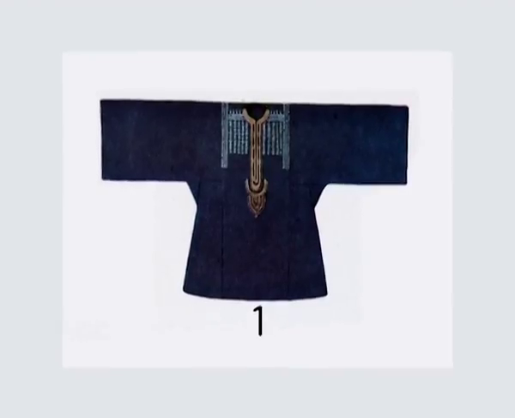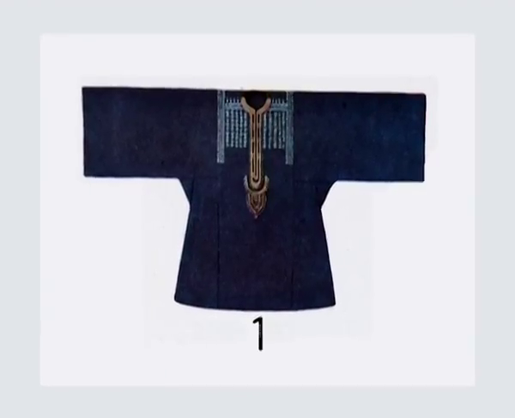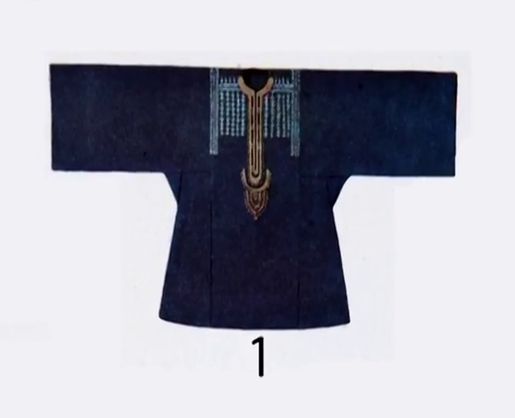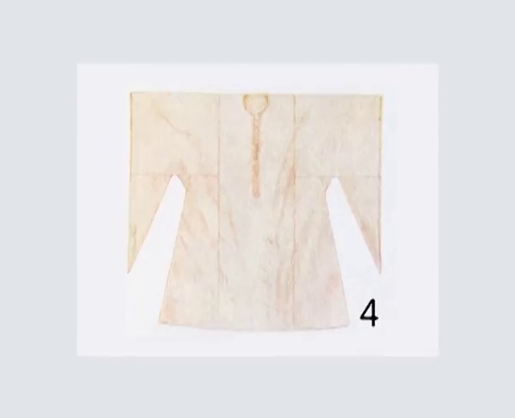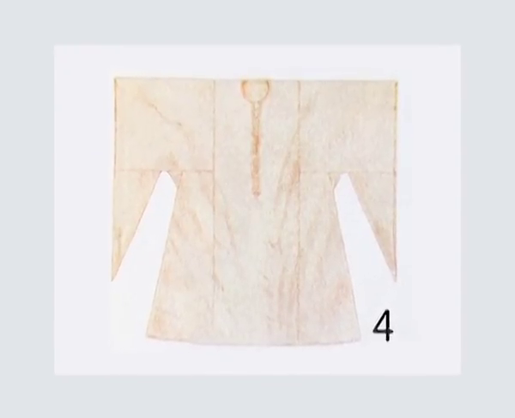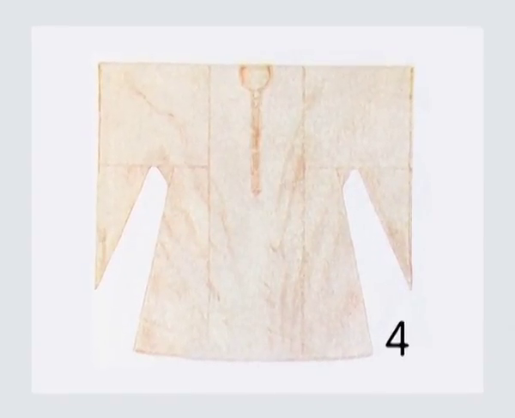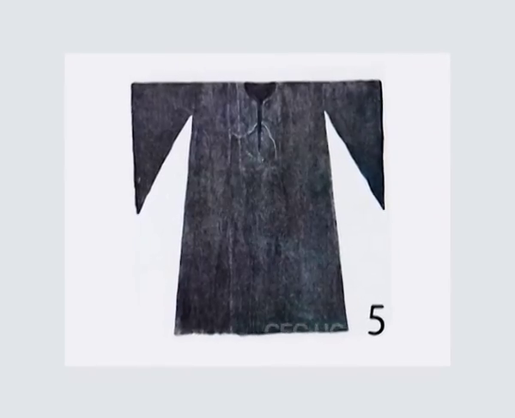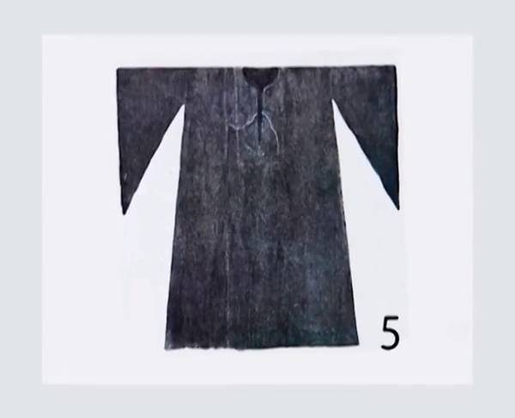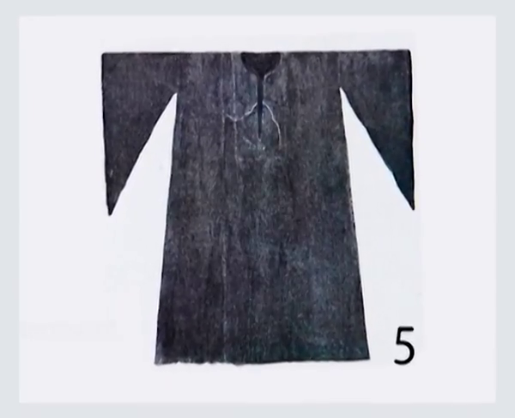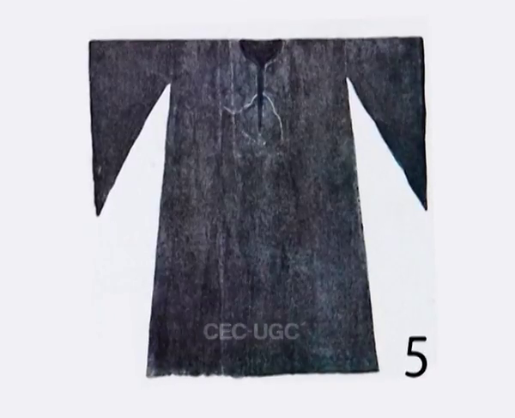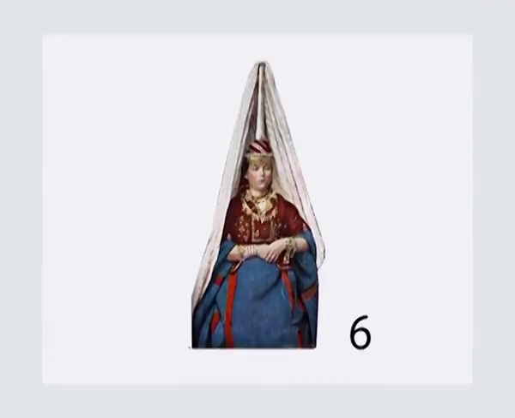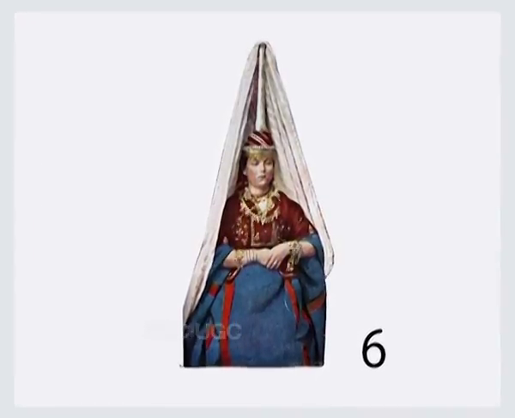Number 1. Arabian woman's shirt called chemise, made of shiny cotton. Number 4. A shirt-like garment with pointed sleeves. Number 5. Woman's shirt with pointed sleeves from Israel. Number 6. A Bedouin sheikh from Sinai.